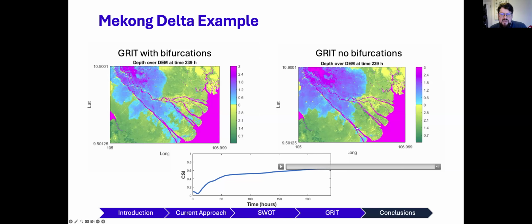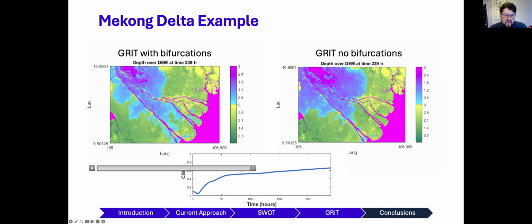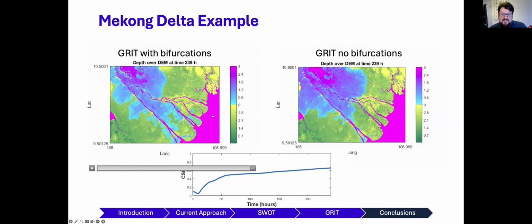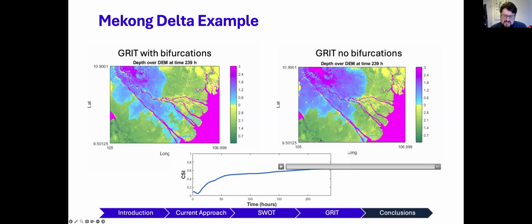So as you can see, just by including these bifurcations, you get a much different impression of what the flood looks like between the two, and just how important it is, especially in these delta regions where resilience to flood events is not always as high, to include these features.